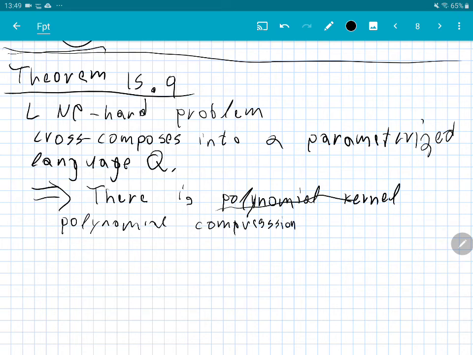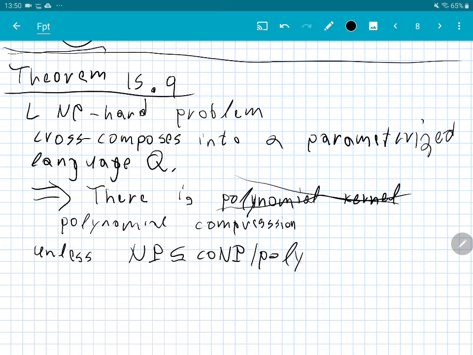This is not quite formally true. Polynomial compression, unless pigs can fly, unless NP is contained in co-NP over poly. Right, and the proof is going to essentially be plugging this stuff into this complexity stuff we saw, right? There's all this tiltation and so on.